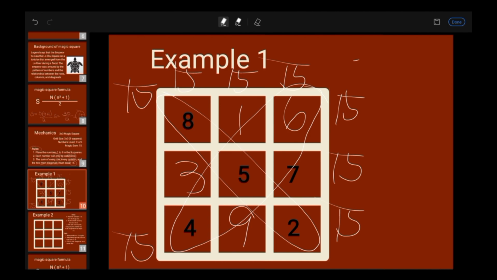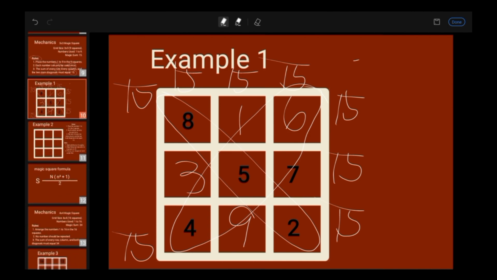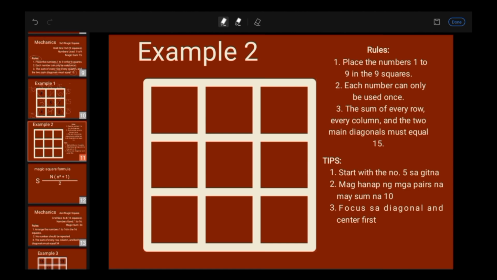Pero, what if mag-solve tayo ng magic square nang wala pang laman, yung mga cells, as in, blanco. So, ganito yon. Yung rules is, place the number 1 to 9 in the 9 squares. Each number can only be used once. The sum of every row, every column, and the two main diagonals must equals 15. So, these are the tips or tricks na pwede natin gawin. So, tips number 1. Start with number 5 sa gitna.